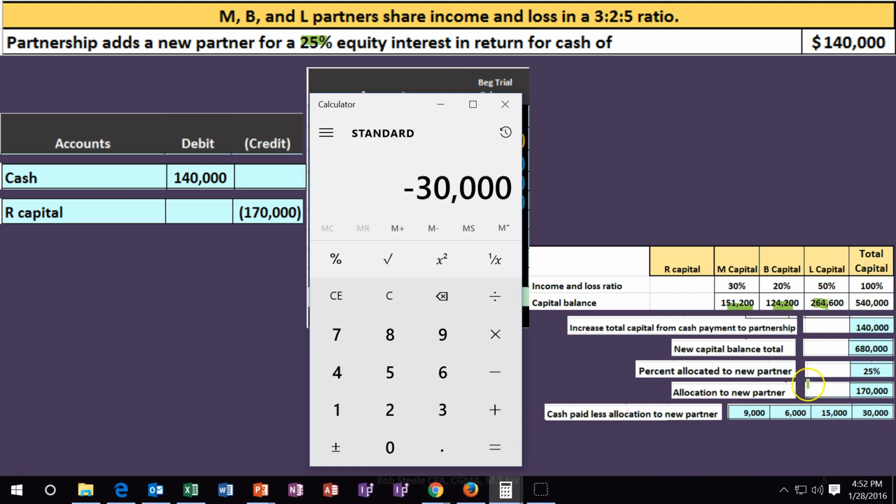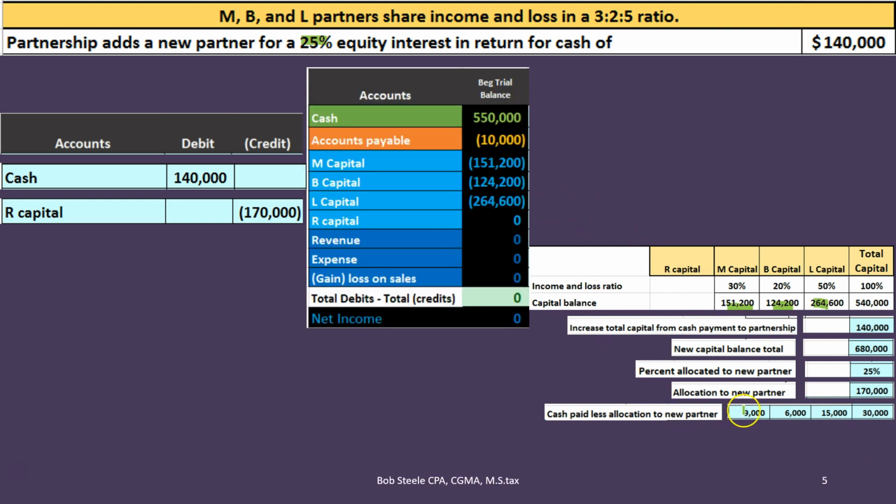We're going to break that difference out between 30% to M, so times 0.3 gives us 9,000. So that's where this 9,000 is. If we take the 30,000 times the 0.2, 20%, we get the 6,000. And then, of course, if we take the 30,000 times the 0.5, that'll give us the 15. The 9 plus the 6 plus the 15 add up to the 30,000. Therefore, we will then break out this 30,000 debit over here that is needed between M, B, and L in accordance with the 9, 6, and 15 breakout.